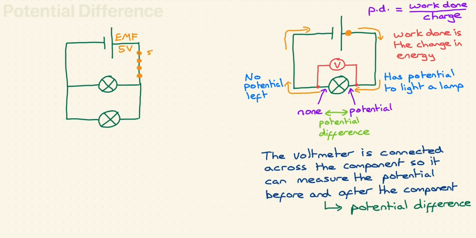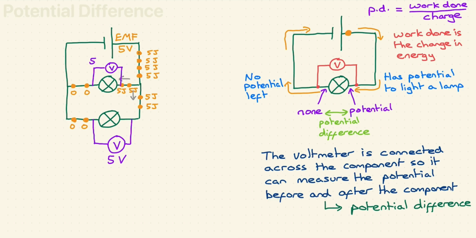4 charges go round the circuit and each one has 5 joules of energy. At this junction, 2 charges go this way and 2 go this way. How many joules of energy has each charge got now? Yes, they each have 5 still. There's not been any change. As these charges go through the lamp, they give up all their energy, so the potential drops to 0. The potential difference is 5 minus 0, so 5 volts.